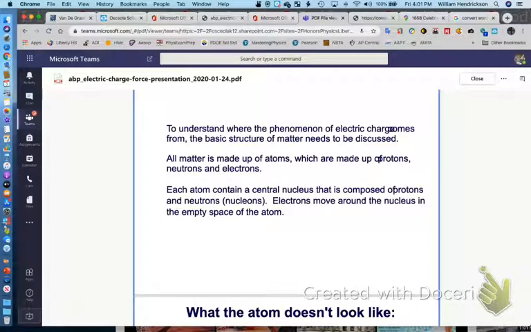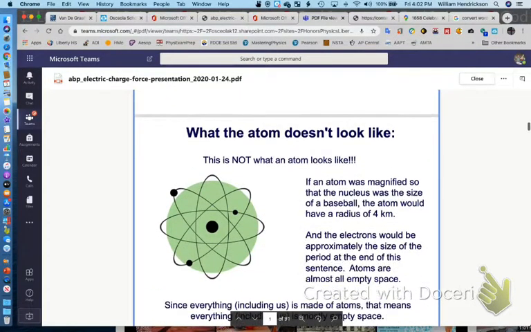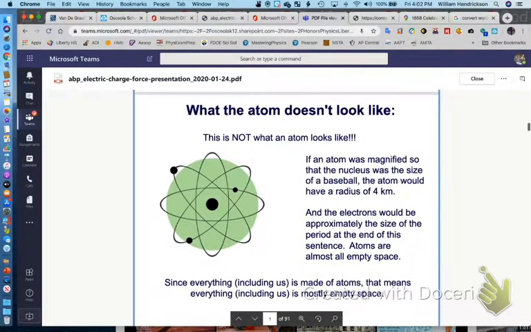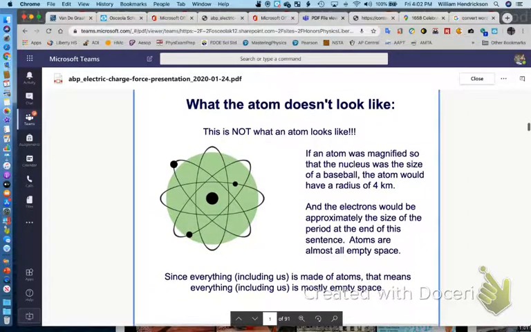The proton and the neutron, because they both reside in the nucleus, are known as nucleons. Electrons, however, are not found in the nucleus. They move around in this empty space known as the electron cloud. Now the next slide gives us an example of what the atom does not look like.